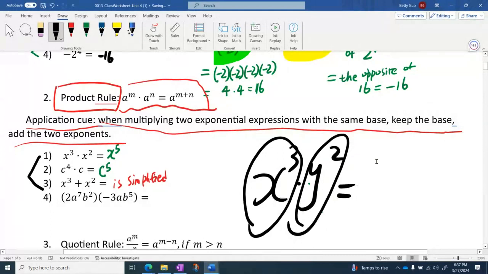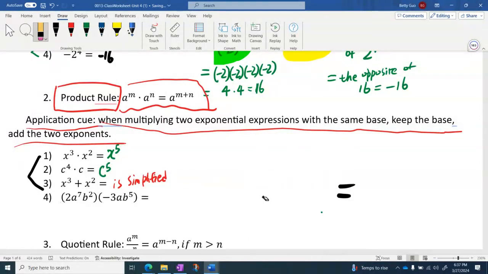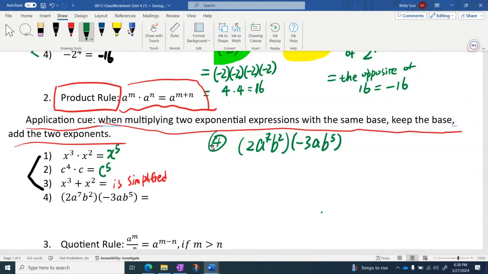They do not have the same base. It's different from number 1. They do not have the same base, so we cannot apply the rule. The rule is not applicable in this case. All right, guys, so let's now look at number 4. Number 4, we have 2a to the power of 7, b to the power of 2, times parentheses 3a, b to the fifth. I'm going to use two different methods.